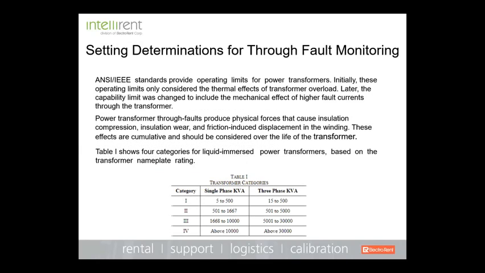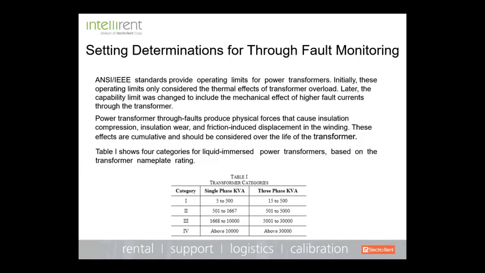Okay, now, how do we set a through fault monitor? If we could make sure our microphones are on mute. Thank you.